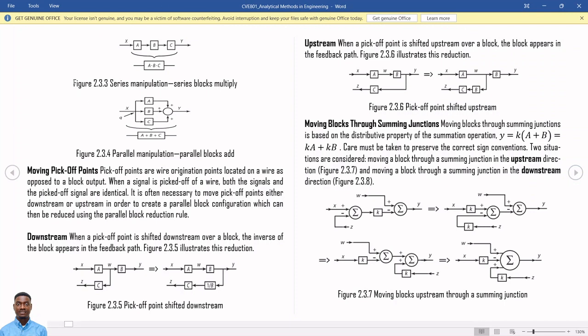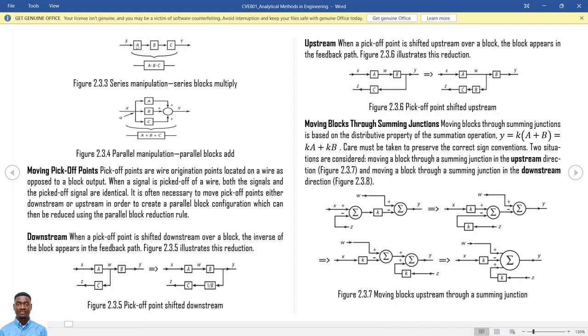The first type is when you have block diagram where you have the blocks in series or in parallel. When you have the blocks in series or in parallel, if you have two or more blocks in succession in this way, whereby the same input is flowing through these blocks, we can see here X is the input into A goes into B goes into C.